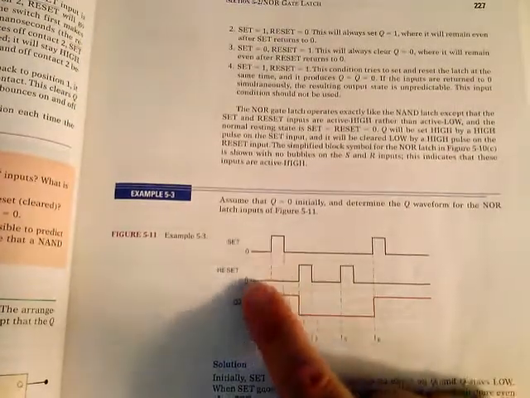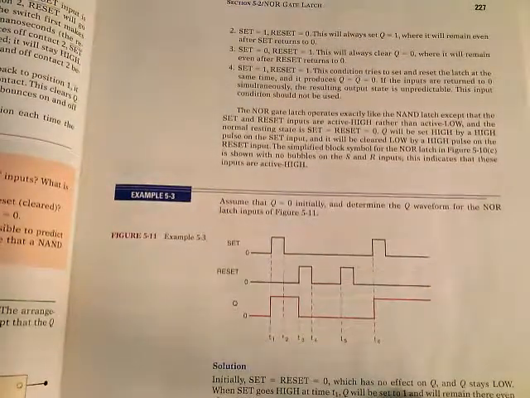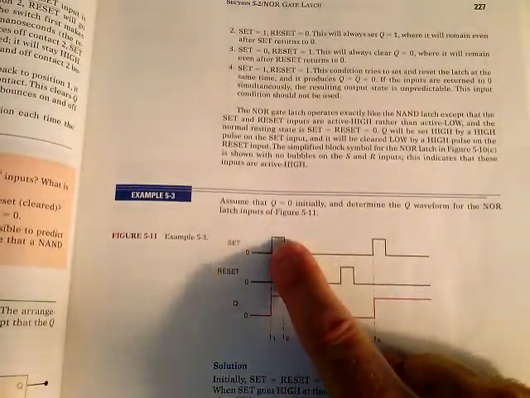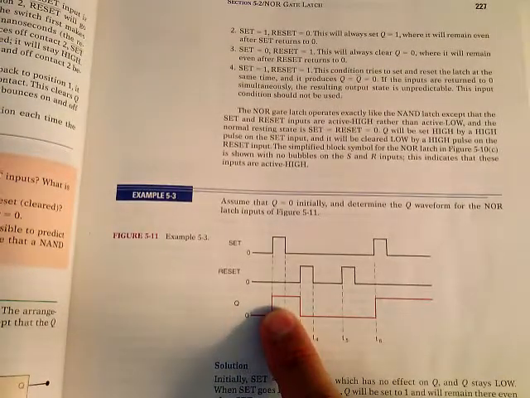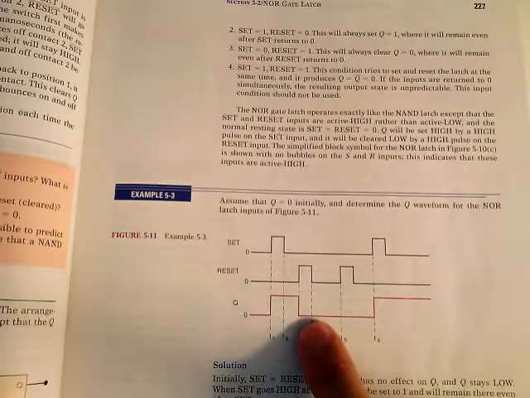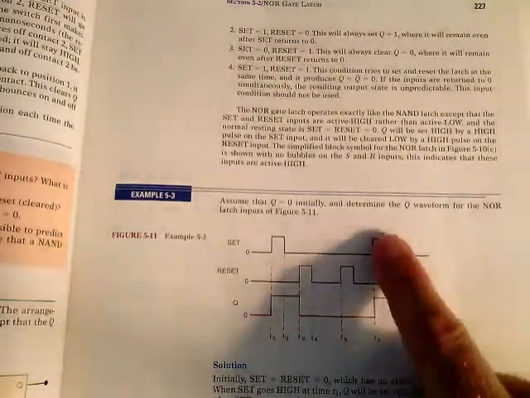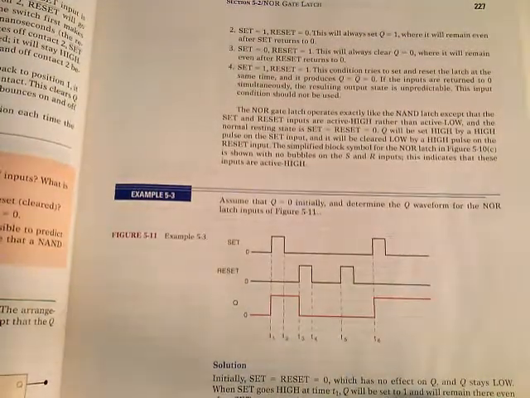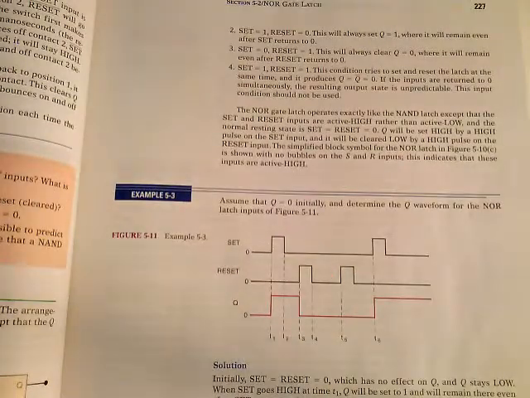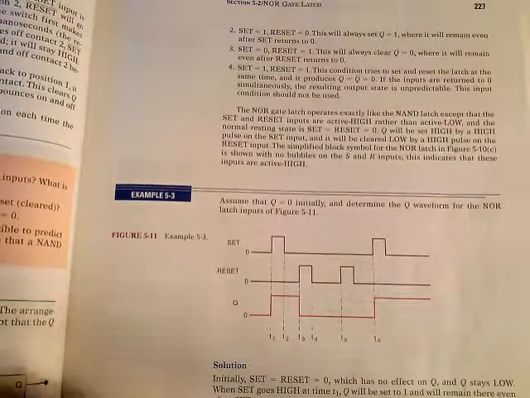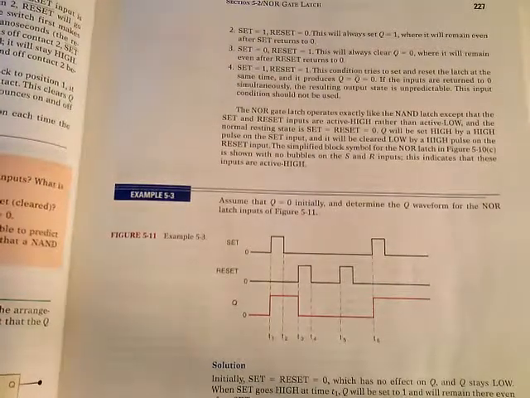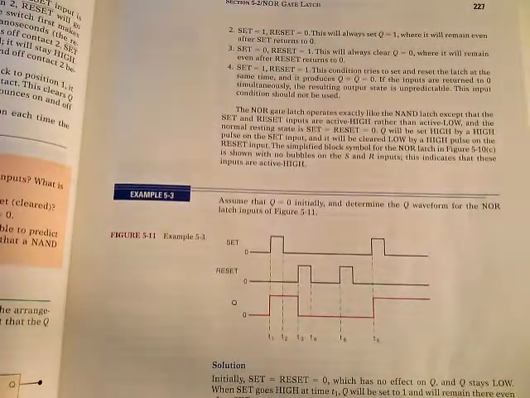This is your set input. This is your reset input. The NOR gate latch is high active. So whenever set goes high, the output goes high. Whenever reset goes high, the output's reset. The ambiguous state is when they're both high at the same time, and they won't be. The author's not going to try to trick you there. Then you have the next example right after that.